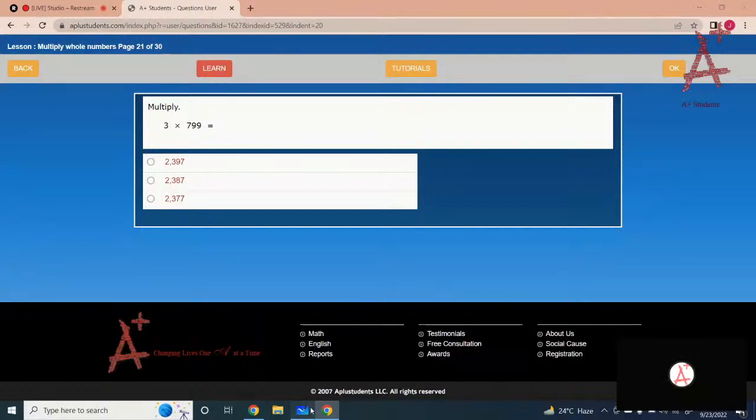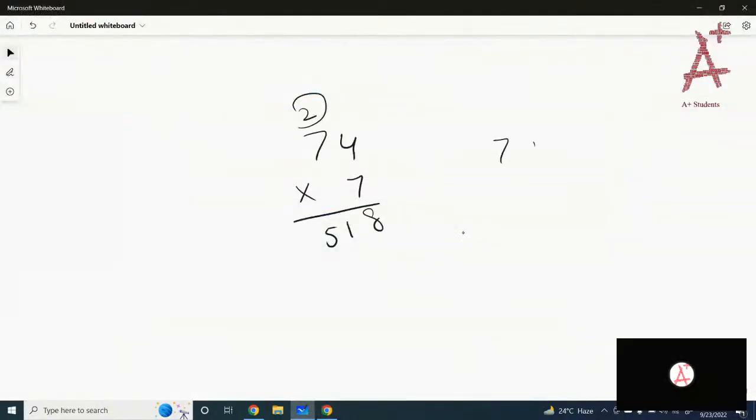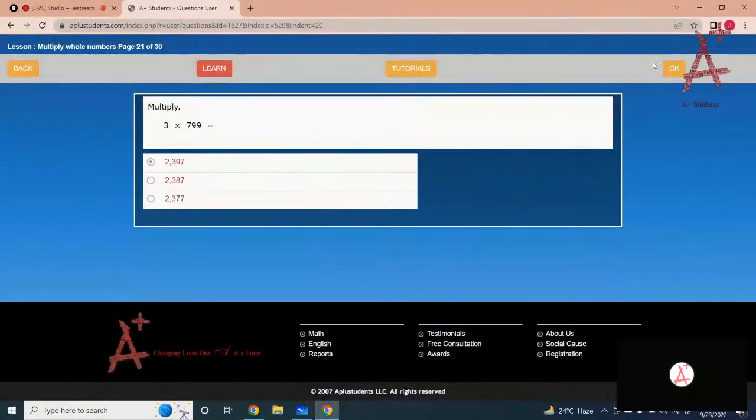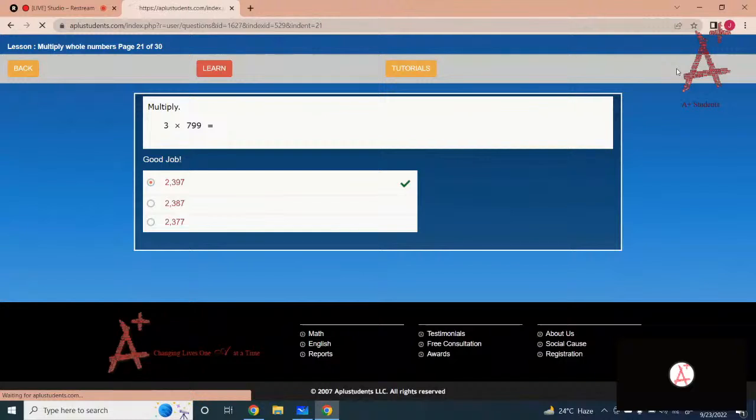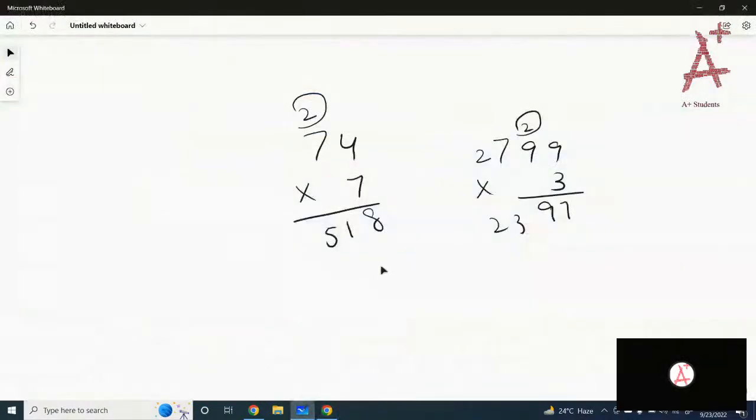799 times 3. 3 times 9 is 27. 3 times 9 is again 27, so 29. 3 times 7 is 21 and 2 is 23, so it is 2397. 74 times 3. 3 times 4 is 12. 3 times 7 is 21 and 1 is 22, so it is 222.